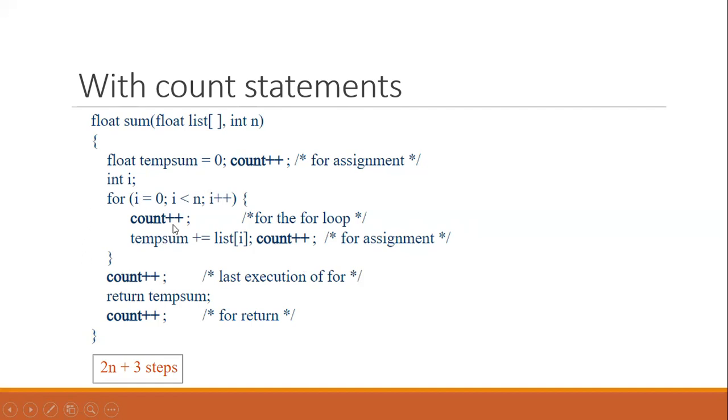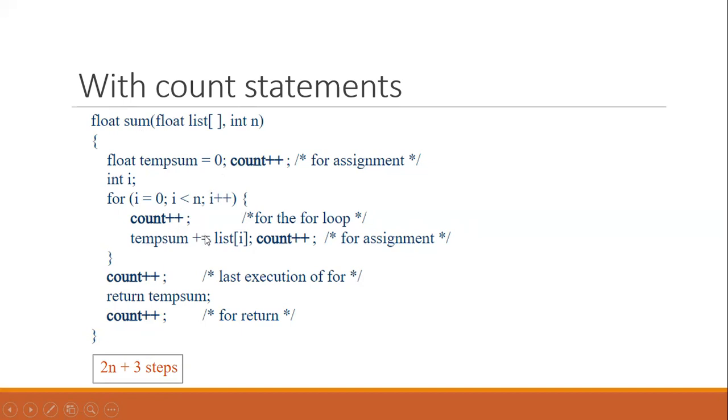When the for loop executes, it checks the condition for execution. So the count is incremented once for the last execution of the for loop. And the count is also incremented by 1 for the return statement. So these are the different overall 5 program steps in this function sum.